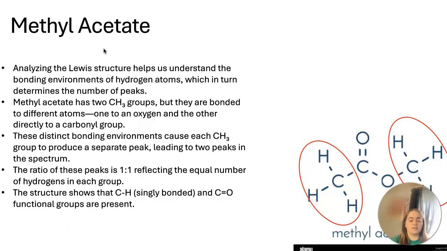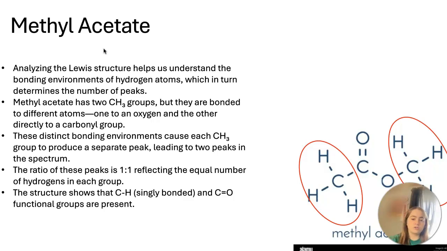I picked methyl acetate as an example to show how the Lewis structure can help you predict the appearance of the IR and NMR spectra. Methyl acetate has two CH3 groups, but they are bonded to different atoms, one to oxygen and the other to a carbonyl group. The two different bonding environments cause each CH3 to produce a separate peak, which leads to two different peaks in the spectrum. The ratio would be 1:1 because of the equal number of hydrogen atoms in each group.